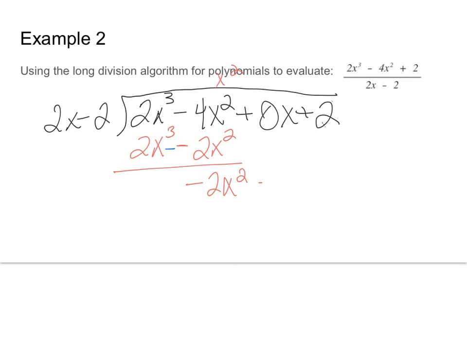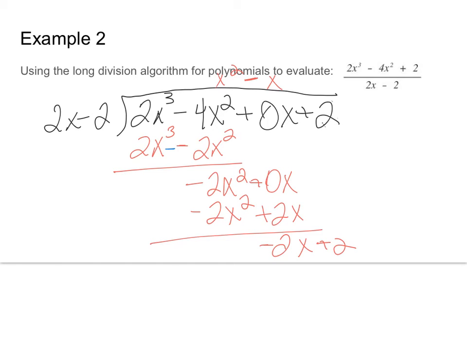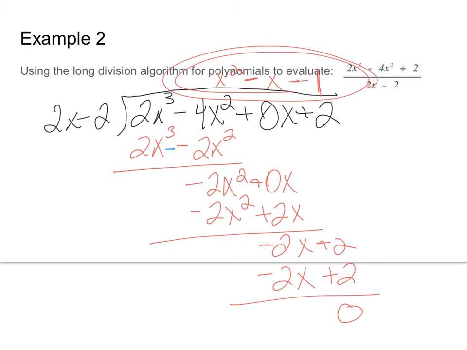negative 2x squared plus 0x. This is going to be just minus x. Negative x times 2x is negative 2x squared. Negative x times negative 2 is positive 2x. And that leaves me 0 minus 2, which is negative 2. And our last term, negative 1. Negative 1 times 2x, negative 1 times negative 2. Remainder 0. So we have our answer.